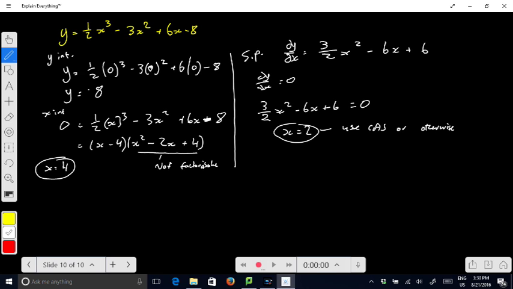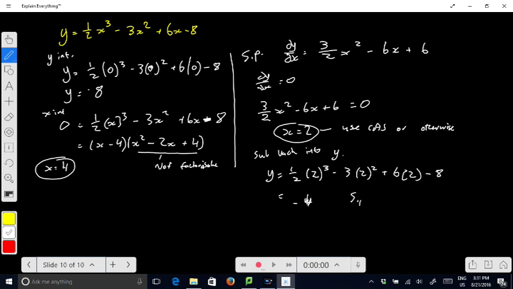Substitute that back into the function's equation. We get y is half times 2 cubed, take 3 times 2 squared plus 6 times 2, take 8. Work that out, we get minus 4. So the stationary point is at (2, -4).